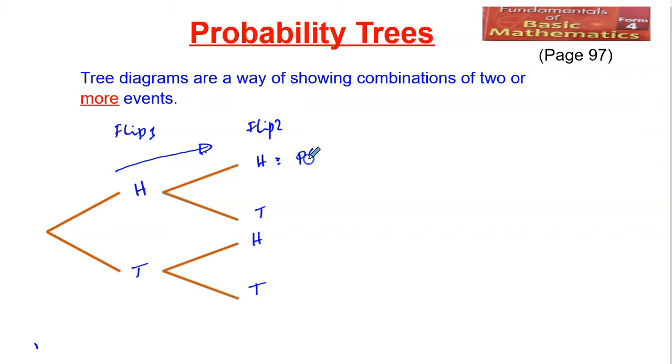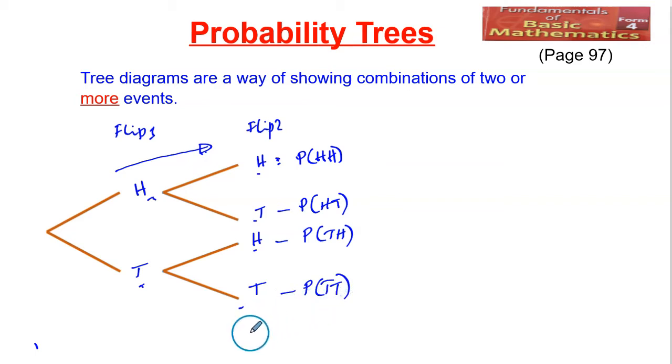So probability of getting head and head is over here. So head and head. And over here is going to be probability of getting head and tail. So head and tail, and here tail or head, so I go across that way. So probability of getting tail and head, and the last one is going across this way, so it's probability of getting a tail and tail.